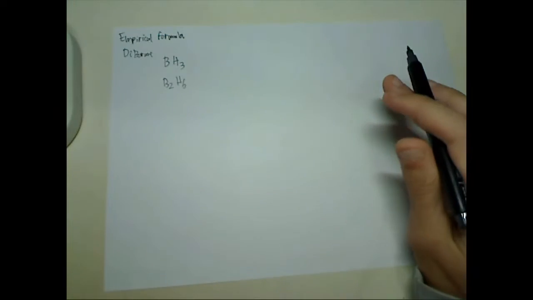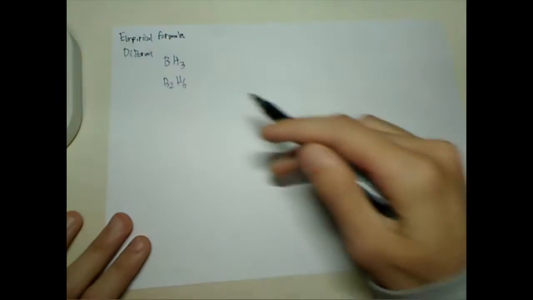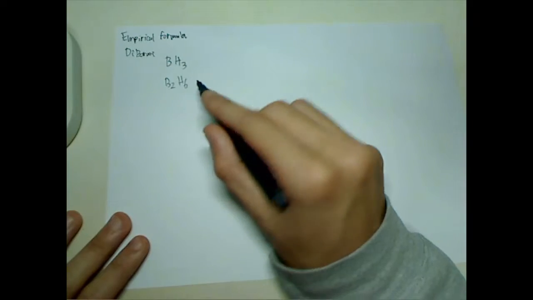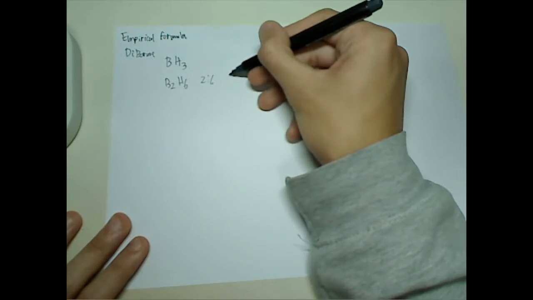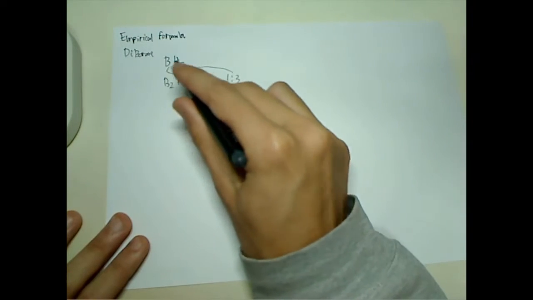And that's all empirical formulas do. They just simplify to the smallest whole number ratio. Because you see here, the ratio of the number of B atoms to hydrogen atoms is 2 to 6, which is just 1 to 3. In this case, it goes 1, 2, 3. 1, 3.